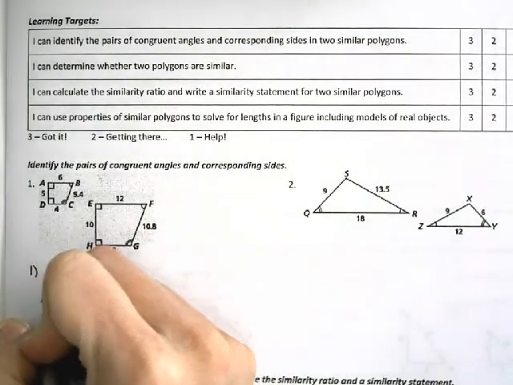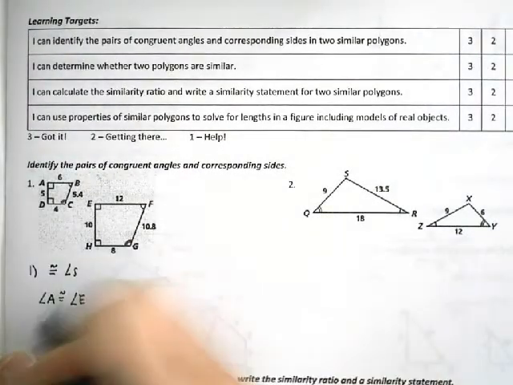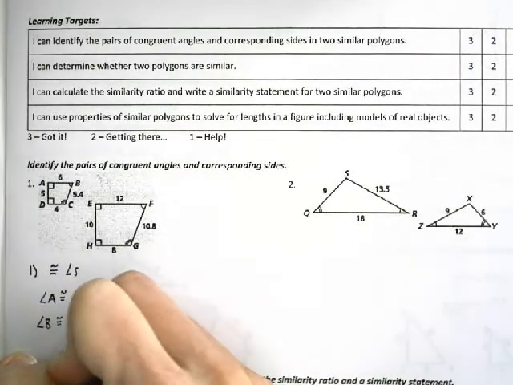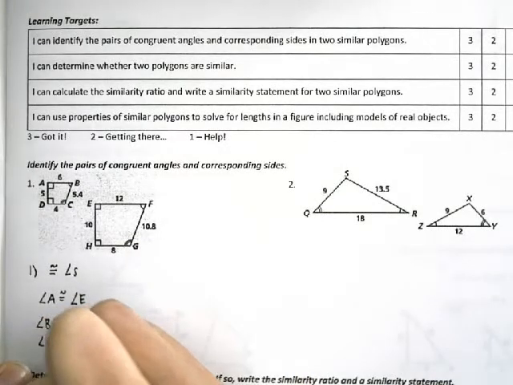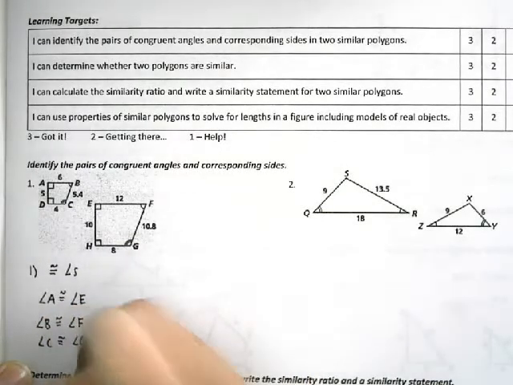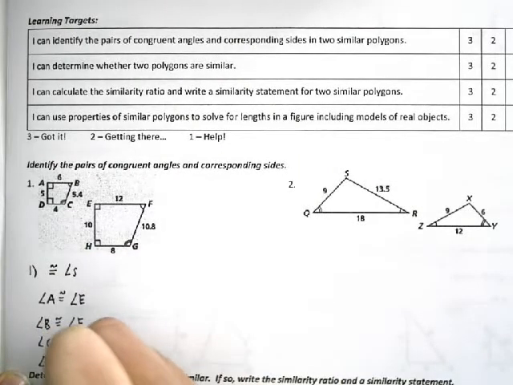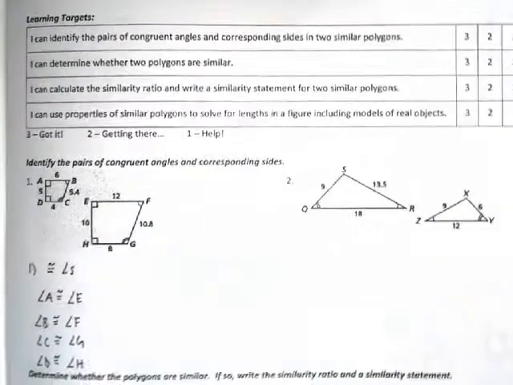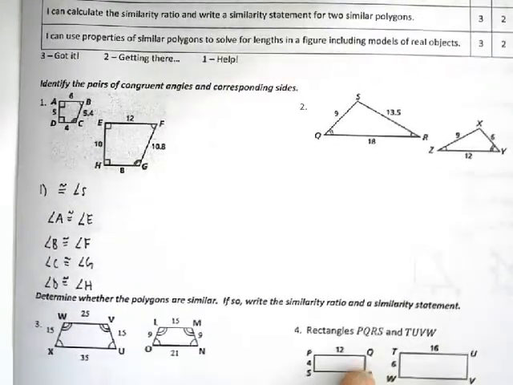So I know that angle A is congruent to angle E. I know that angle B is congruent to angle F. Angle C is congruent to angle G. They both have those double arcs. And I know angle D is congruent to angle H. So I have 4 pairs of corresponding congruent angles.